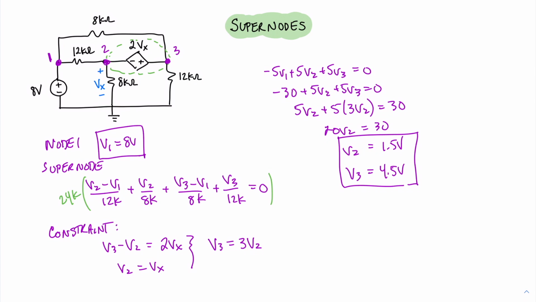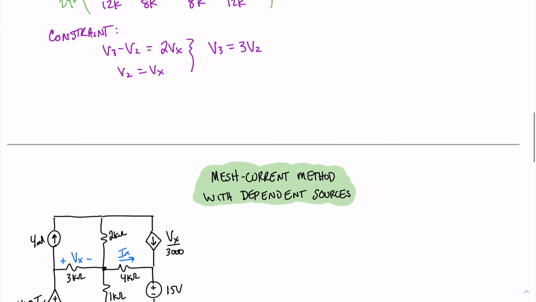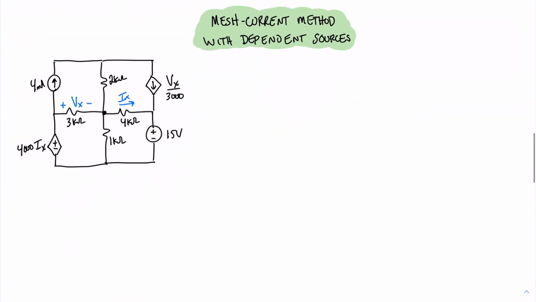Now let's move our attention over here to another type of situation that we might encounter, and that is a circuit with dependent sources, but one that would lend itself better to doing mesh analysis rather than nodal analysis. And why might we choose mesh analysis for this particular circuit?